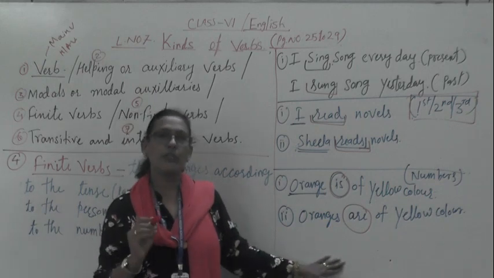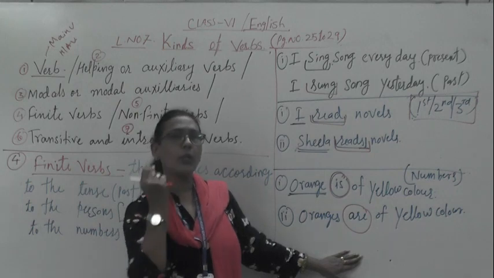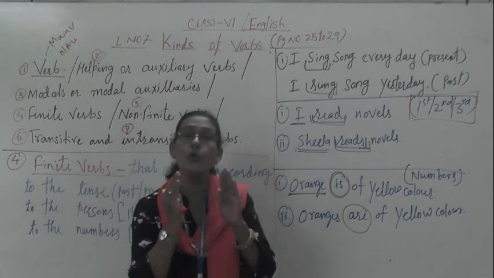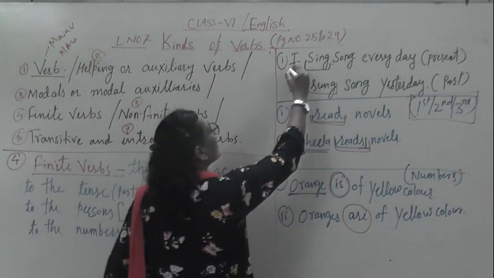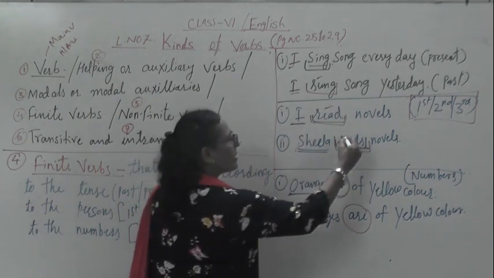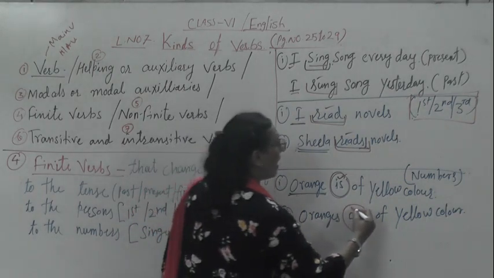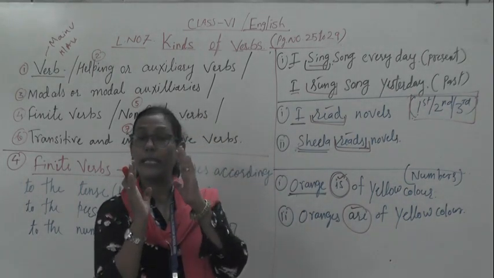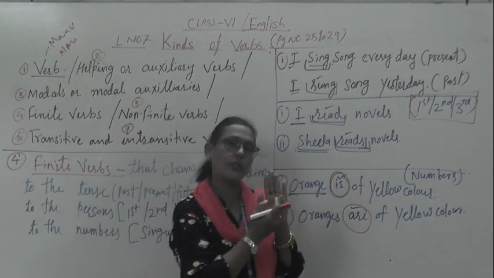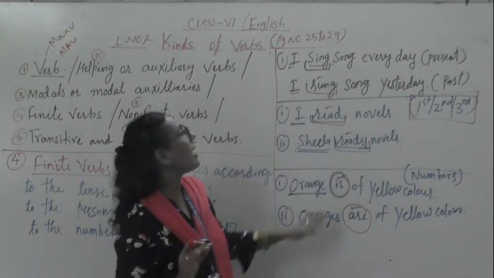So, a finite verb changes according to the tense, according to the person, according to the numbers. And one clue I will give to understand finite and non-finite verbs: finite verbs are always closer to the noun. See, here I is a noun, and the verb is near it; Sheila is there, the verb is there; orange is the subject, and the verb is are. So finite and non-finite, this is the difference. Non-finite verbs are not closer to the subject but elsewhere in the sentence. I will make you understand that after the non-finite. So these are the finite verbs.